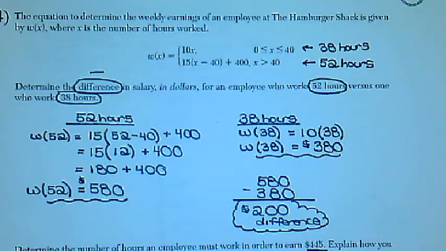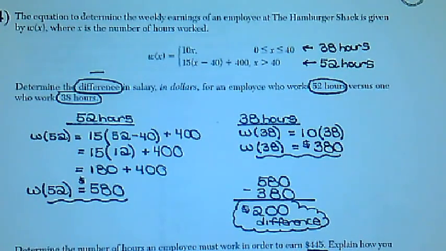All right, now for the last question. I know I'm going to bring this question up again at the end of the year as a review because it is a great review question for piecewise functions. The equation to determine the weekly earnings of an employee at the Hamburger Shack is given by W of X, where X is the number of hours worked. The biggest thing about this is understanding what it says.